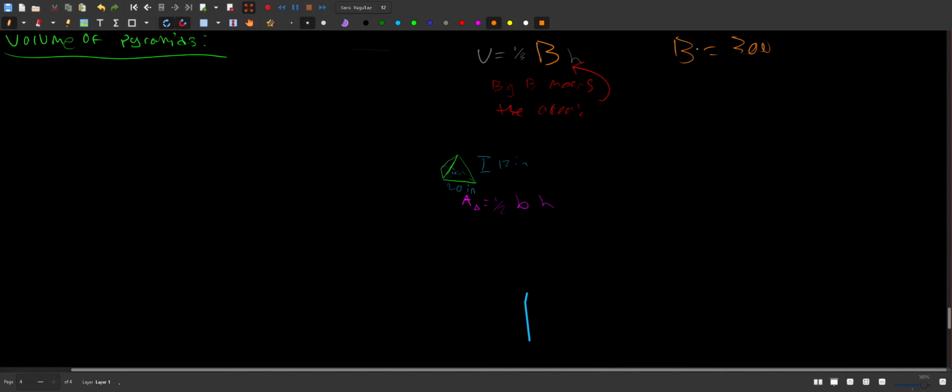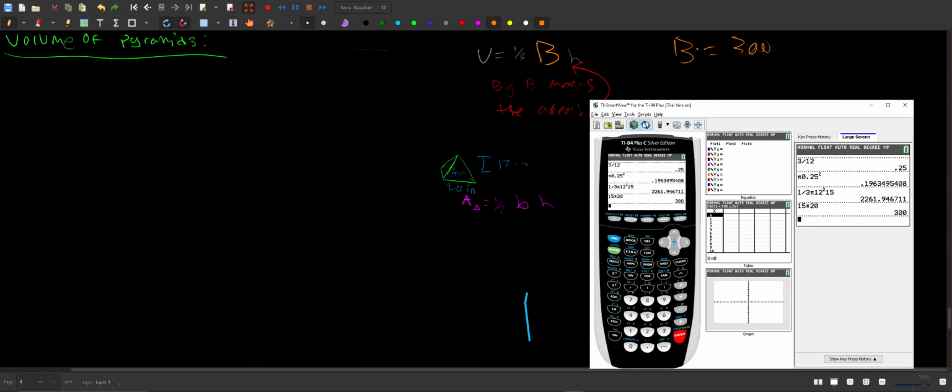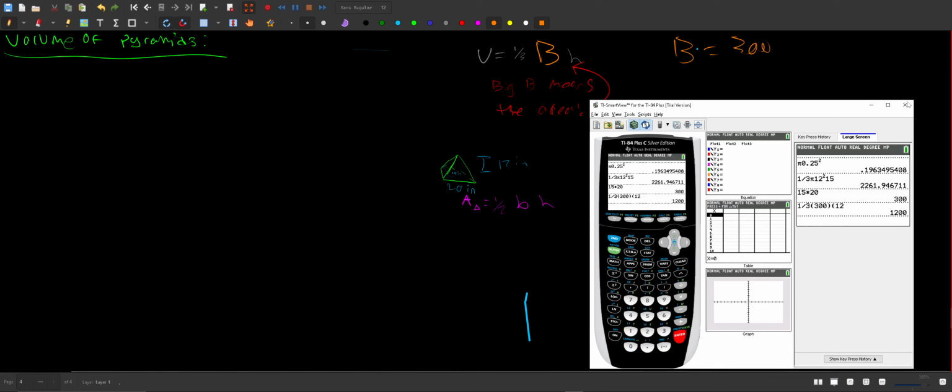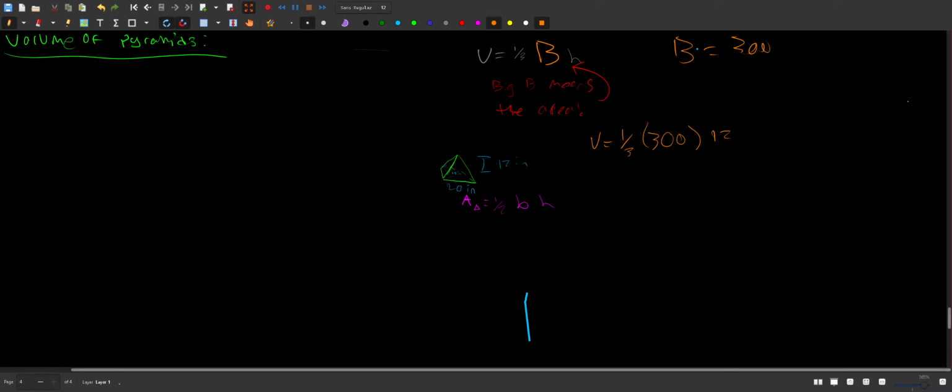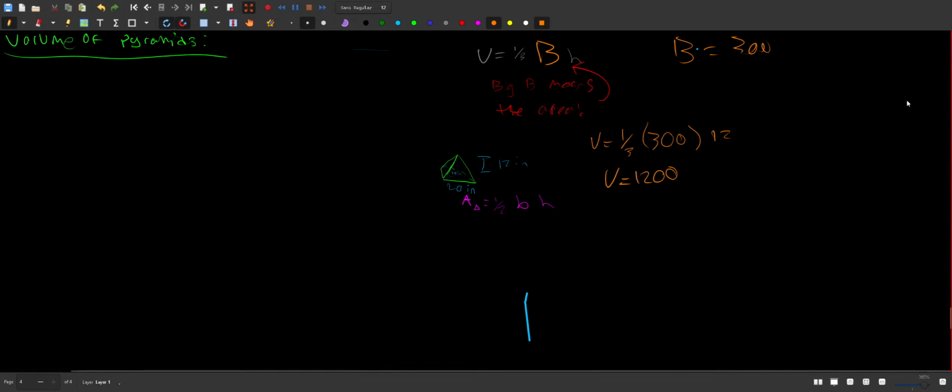So then we have our height. So again, volume is equal to 1/3 times 300 times 12. So there we go. 1 divided by 3 times 300 times 12. And that's going to equal 1200. So volume of this pyramid is equal to 1200. Isn't that something else? There we go.